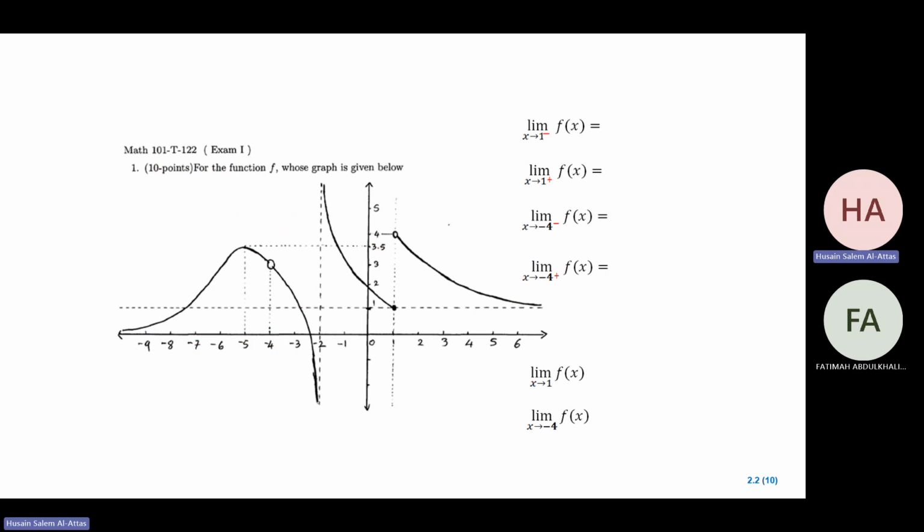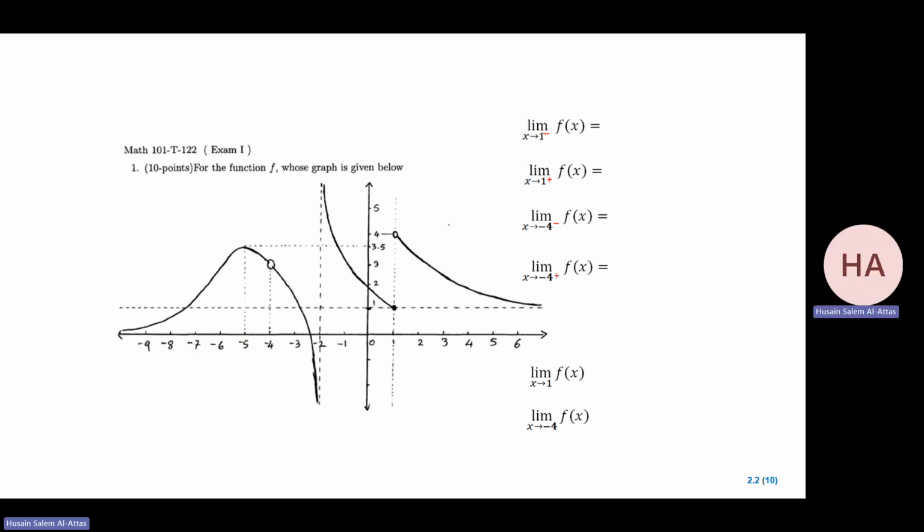Same thing, another question. Now, what is x goes to 1 from left? 1 from left, from here. I am on this side, so it will be 1. 1 from right, from the other side. So I will be somewhere here. That will be 4. So as x goes to 1, the limit does not exist.